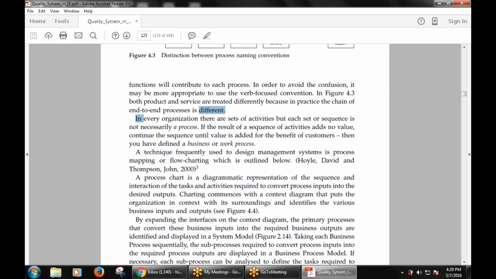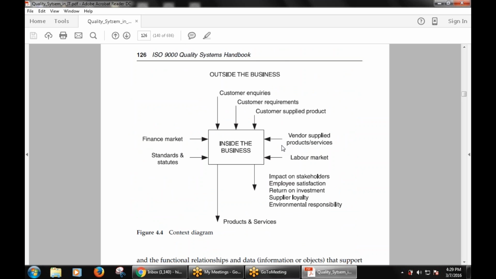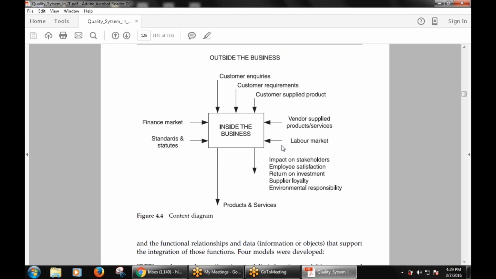In every organization, there is a set of activities that is required, but each set or sequence is not necessarily a process. There are multiple activities, but there is no hard and fast rule that makes them a process. Now, this is outside the organization. Inside the organization, from the outside, there are the various customer inquiries and customer requirements. Customer-supplied products, vendor-supplied products and services.